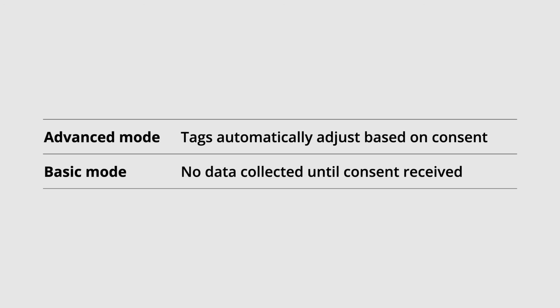Using basic consent mode means that no data will be sent to Google's platforms until consent has been granted. Until consent is granted, no data will be sent to Google Analytics. We've now covered what consent mode is, the difference between consent mode v2 and the previous version, when we need to use consent mode, and what happens if we don't use it.